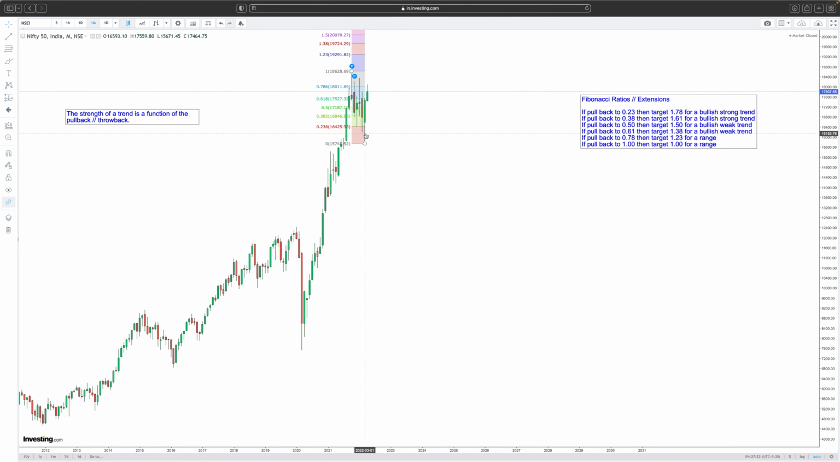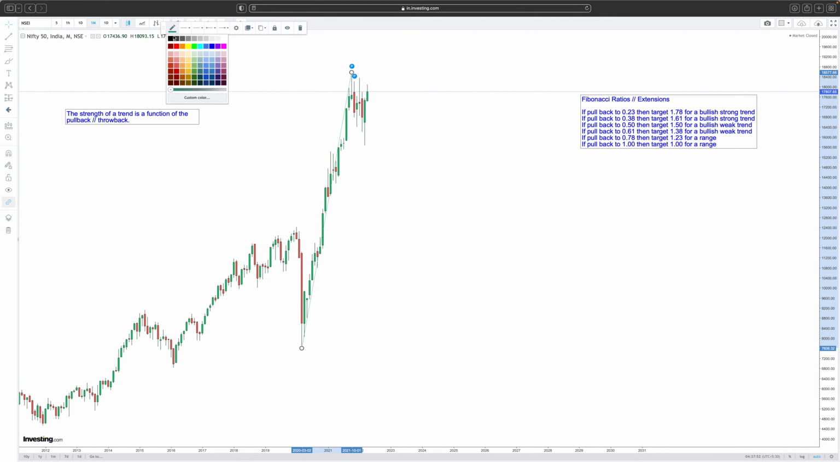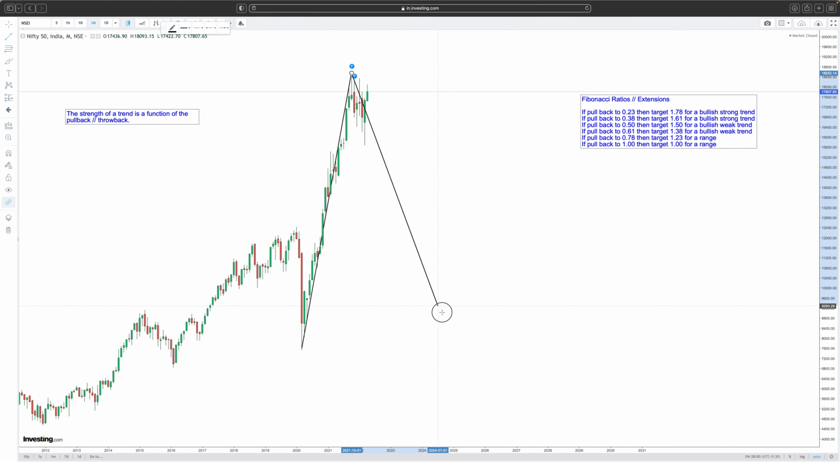Which means that the only reason why a trader would attempt to buy at the 23 Fibonacci would be to target 178% of the downward move, which would be somewhere near 20,600. Now, let us consider a case like this. Let us say the market were to not stop here. Let us just connect this line here. I'll make this black and I'll make this darker. So we have this one line here, and let us say the market were to pull back all the way till here.